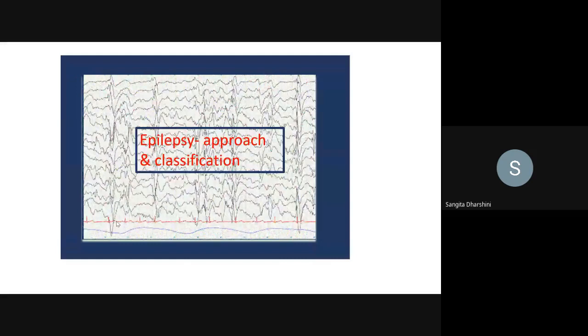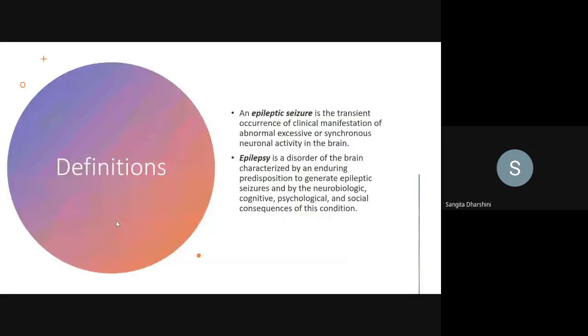So back to definitions again. What's an epileptic seizure? These are all from the International League Against Epilepsy, so they're all well-known definitions. An epileptic seizure is the transient occurrence of clinical manifestation of abnormal, excessive, or synchronous neuronal activity in the brain. And epilepsy is a disorder of the brain characterized by an enduring predisposition to generate epileptic seizures and by the neurobiologic, cognitive, psychological, and social consequences of this condition.